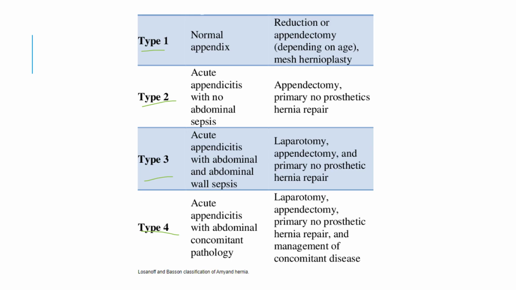In type 1, when there is normal appendix, you can go for reduction or appendectomy. In type 2, you can go for appendectomy again. Type 3, with sepsis, you may have to first stabilize the patient and take up for laparotomy. And type 4 also laparotomy. Okay. So that was Amyand hernia.